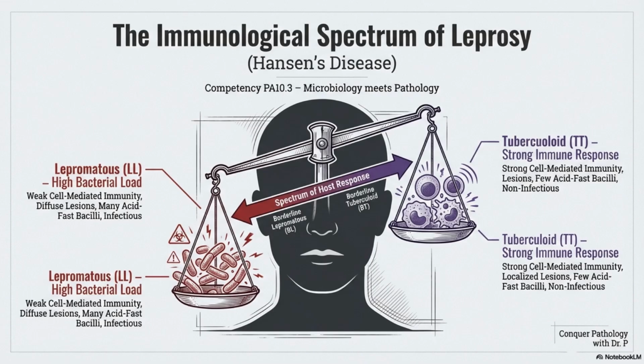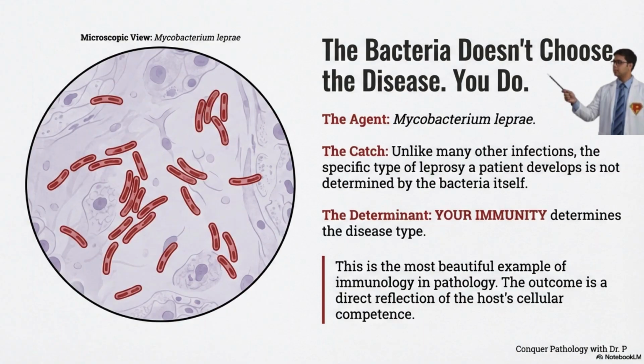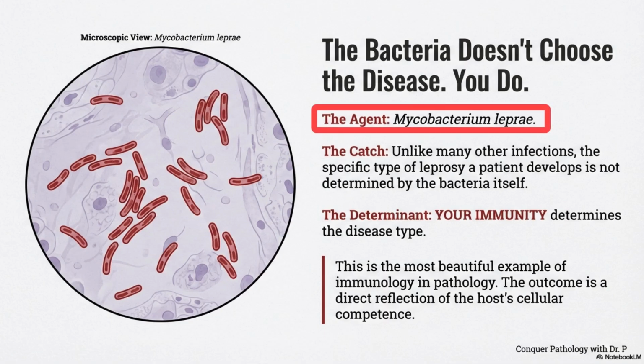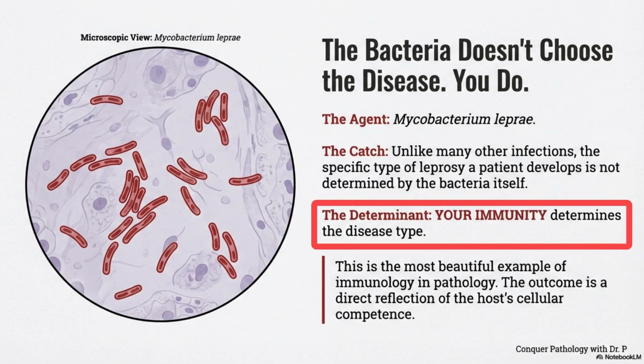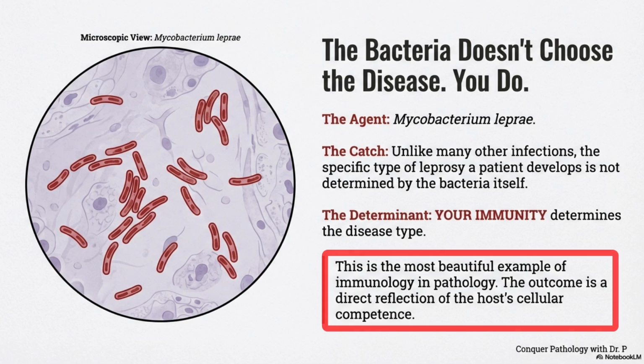Let's analyze the host response. First, you must understand the golden rule of leprosy. The bacteria doesn't choose the disease, you do. The agent here is Mycobacterium leprae. Unlike other infections, the bacteria is the same in every patient. It is your immunity that determines the disease type. This is the most beautiful example of immunology in pathology. The outcome is a direct reflection of your cellular competence.